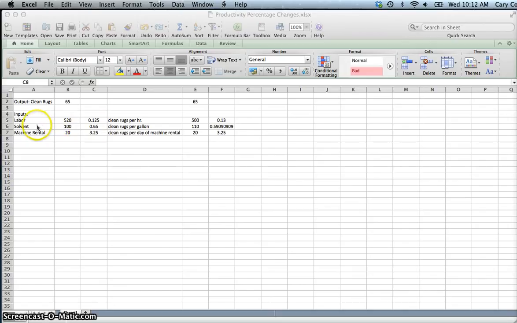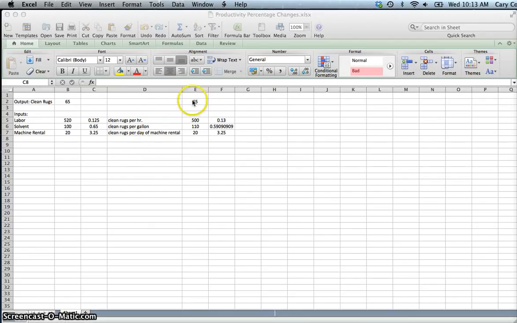But just as a quick reminder, it's basically the output divided by the input, and so that tells us that in this case, the labor, we are able to get 0.125, not even a full rug clean per hour of labor. 0.65 clean rugs per gallon of solvent, and 3.25, so 3.25 clean rugs for every day of machine rental. So we have a set of single factor productivity measurements.